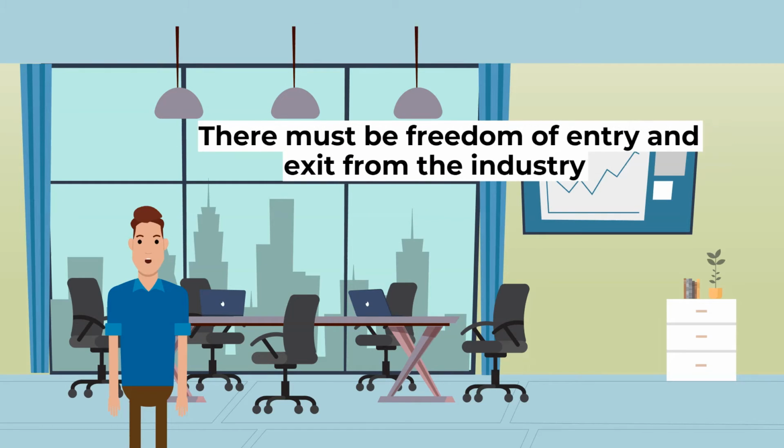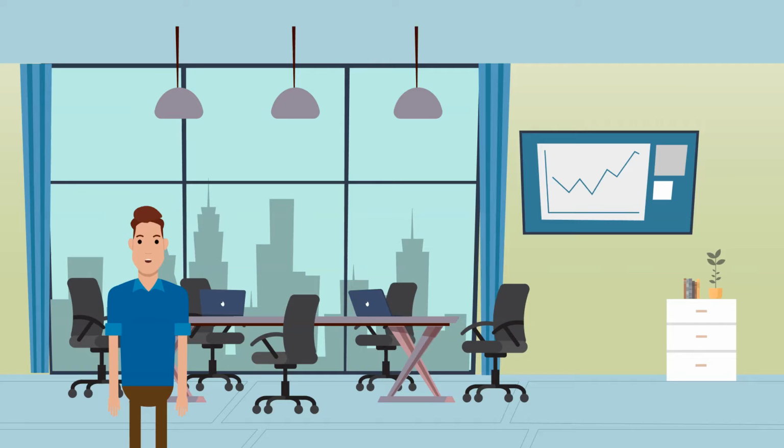Thirdly, there must be freedom of entry and exit from the industry. This is important, as it means that when a business is making profits, anyone can enter that market and start producing that product for themselves. As a result, businesses are unable to make huge profits in the long run, and if they are making losses, they are able to leave. In the long run, they make normal profits.